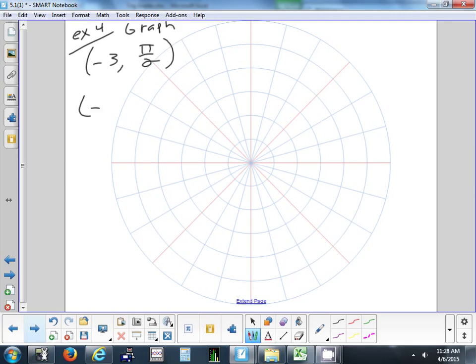Let's try this one. Okay, first thing I'd do is try to change radians to degrees. How much is that? Yeah, that's 90. And this is the first time we've had a negative radius. So Danielle, which way am I going to go from the pole or the origin? Same thing. 3 units which way? To the left. And now from this spot, we're going to go 90 degrees. Which way, Casey?